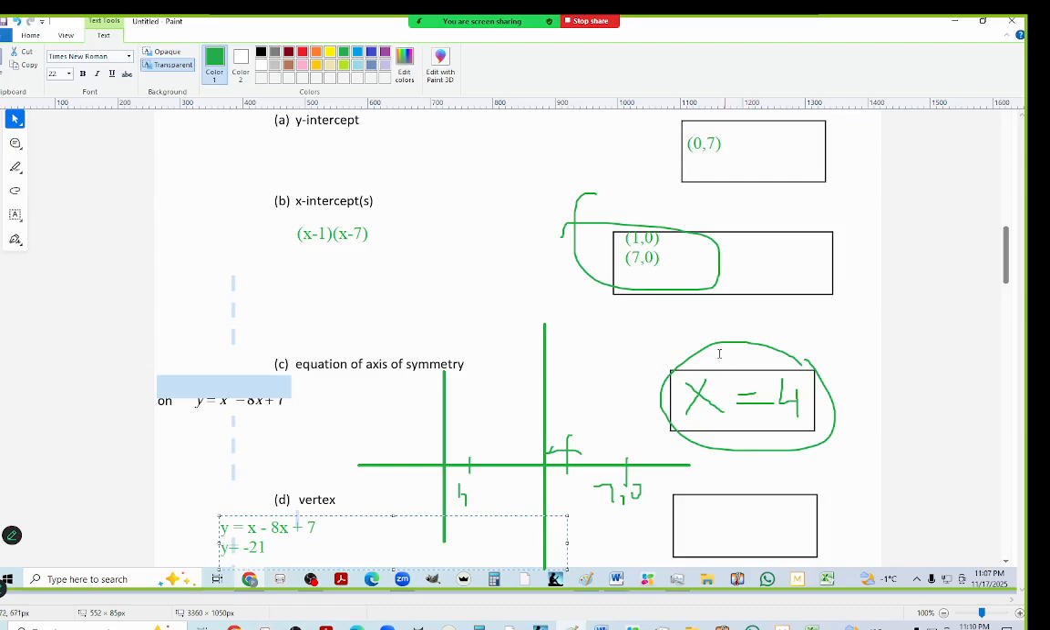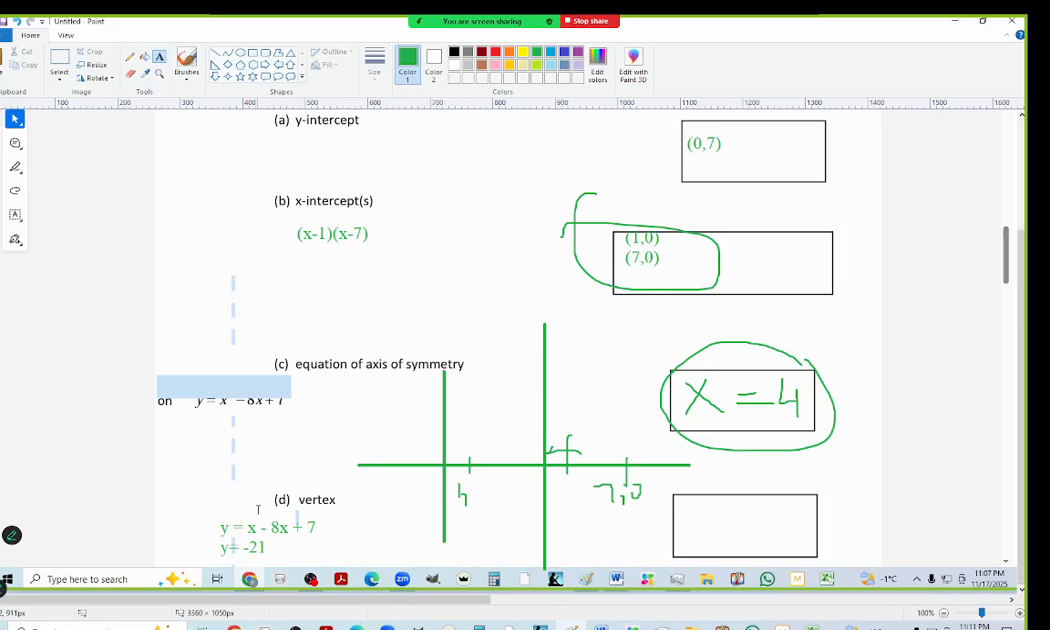Which tells me the vertex is where? Oh, you know what? I screwed that up. It's x squared. So 4 squared is 16. 16 minus 32 is minus 16. And minus 16 plus 7 is minus 9. So that tells me the vertex is where? 4 and minus 9. Yeah. You always do 4, comma, negative 9.